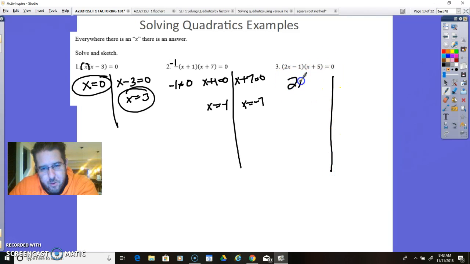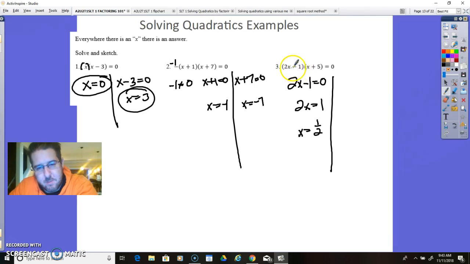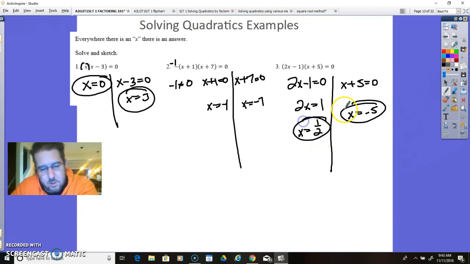And this one, you're going to get a fraction. 2x equals 1. Divide both sides by 2, and you get 1/2. So 1/2 is what it takes to make this parenthesis 0, and it looks like negative 5 is what it takes to make the right parenthesis 0. Two solutions.